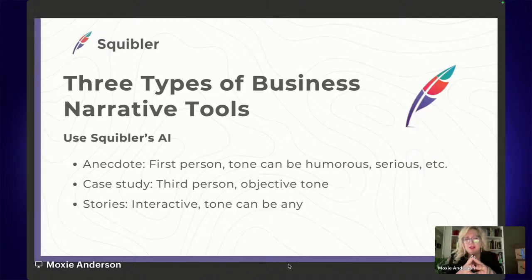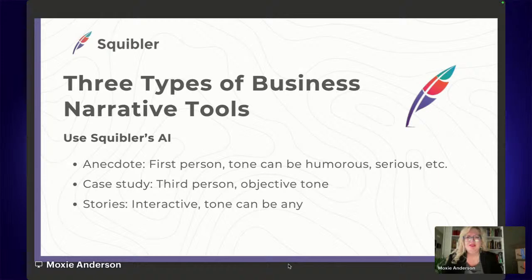So there are ways that you can use Scribbler's AI to develop these narrative tools as well. For the anecdotes, you may want to use first person perspective. The tone here can be whatever your writing tone is. If it's your story, it could be humorous, serious, sarcastic, and so forth. If it's an anecdote from a friend in the business world or someone you know, you can replicate their tone. For case studies, you will probably want to use third person and an objective tone. You're trying to keep this as a research type part of the writing.